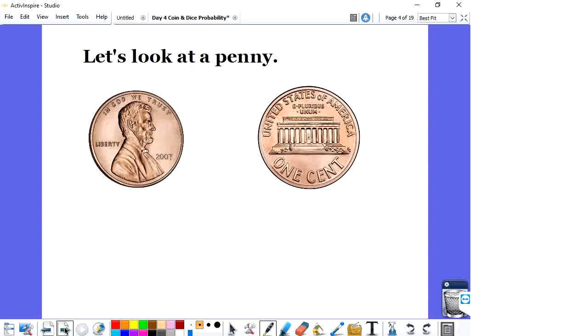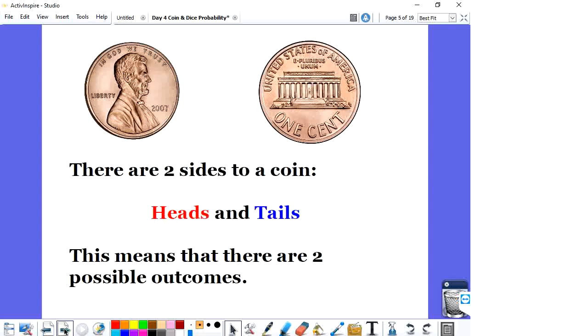We're going to take a look at this penny. If you notice that this penny has 2 sides, 1 heads and 1 tails. So there's 2 sides to a coin, heads and tails, which means that there are 2 possible outcomes on any coin.